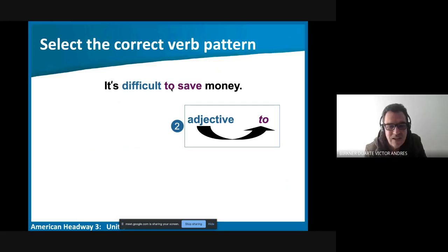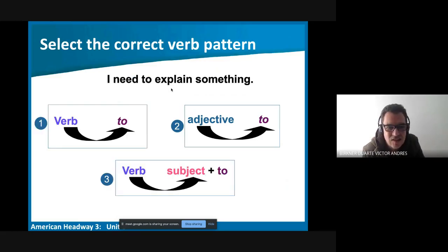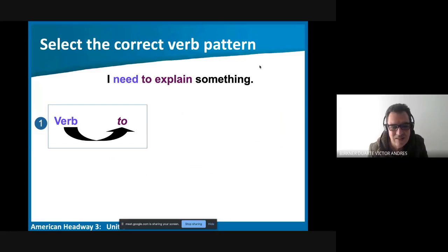All right, let's move on then to a second exercise. I need to explain something. What do you think, or which do you think is the correct form? One, two, or three? One. Verb plus to. Okay, let's see then. Thank you very much for your participation. Very well. All right. In this particular case, we are using a verb plus the word to, all right, and then the verb. Very good. Whenever we use the verb need, we use the to version, right?